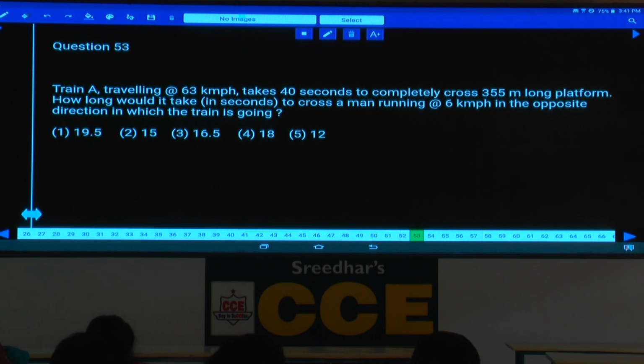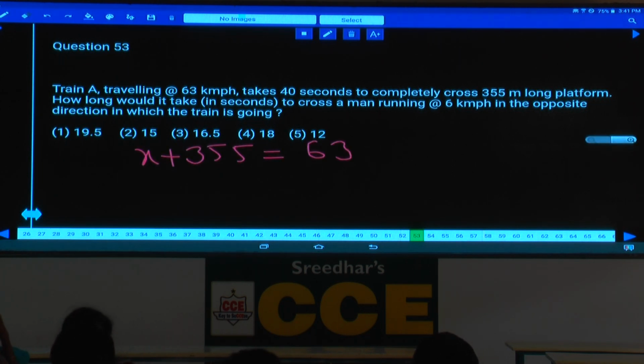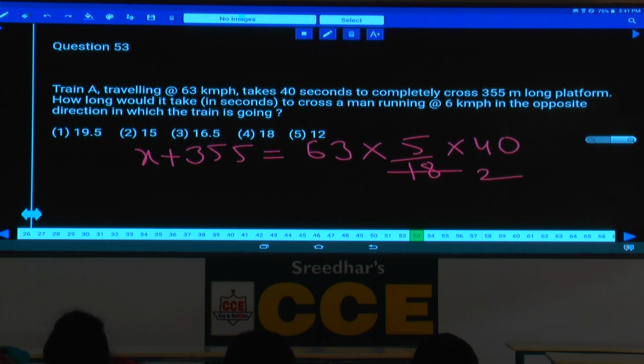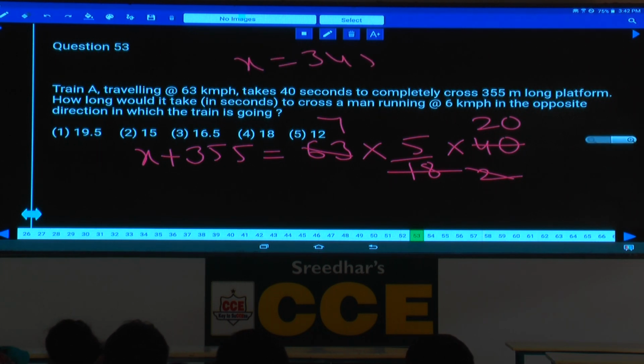Train A traveling at 63 km per hour takes 40 seconds to completely cross a 355 meter long platform. How long would it take to cross a man running at 6 km per hour in the opposite direction? Distance traveled in the first case is train length plus platform length, which is equal to speed into time. Speed converted to meter per second is into 5/18, into 40 seconds, which gives 700. X plus 355 is equal to 700, then x is equal to 345.